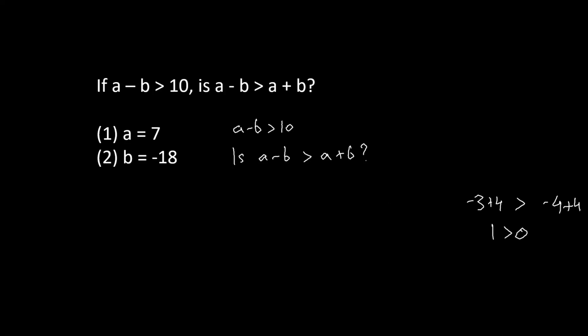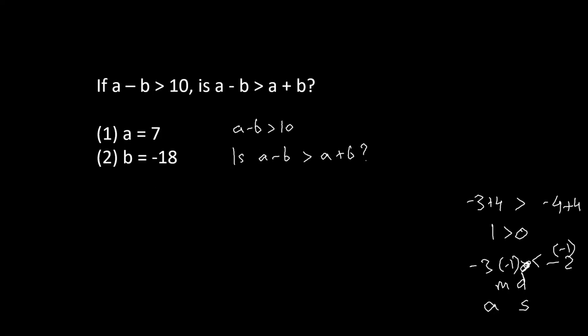So if I add the same number on both sides or subtract the same number on both sides, I can do that. But if I multiply or divide, I cannot. Like if I say -3 is greater than -2, and I multiply by -1 on both sides, that would reverse. It's only multiplication and division which reverses the sign, but addition and subtraction will not reverse the signs.